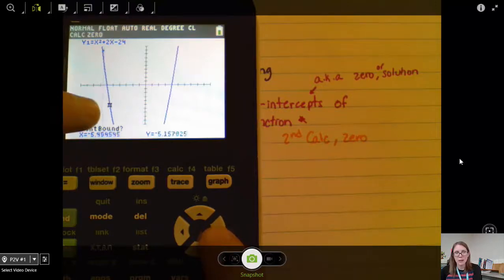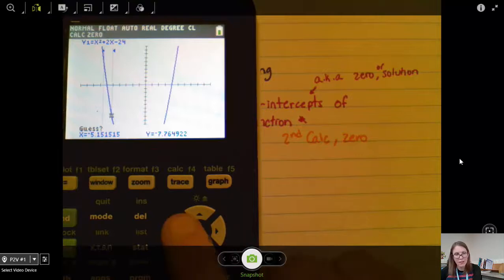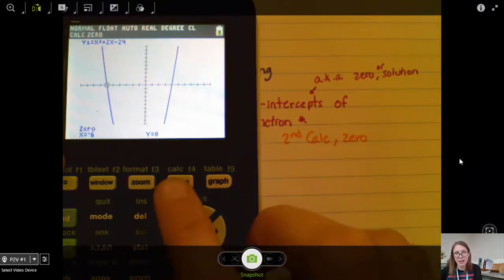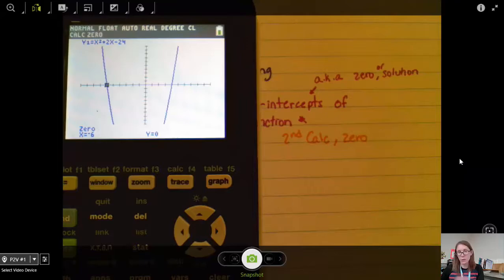And then it says right bound. So go to the right side. Hit enter. You can either just hit enter again, or you can go kind of near where that x-intercept is. And that gives me my point. x is -6, y is 0. So one of my solutions is when x is -6.